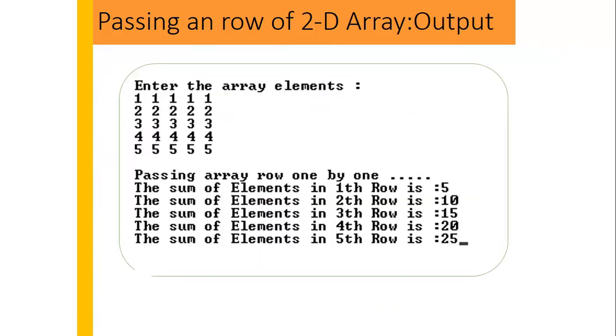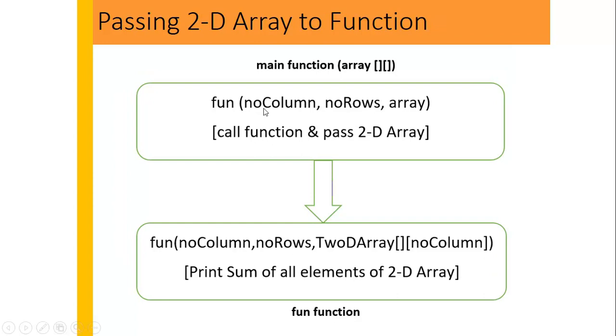Suppose I have entered an array that has all 5 ones in the first row, the second row has all 2s, and so on, and this is how the output will be visible to us. The sum of elements in the first row is 5, the sum of elements in the second row is 10, and so on. The small point that we need to concentrate on is that we are passing the number of columns, then the number of rows, and then the 2D array. We are not putting any bracket after the array, we pass simply the name of the array.